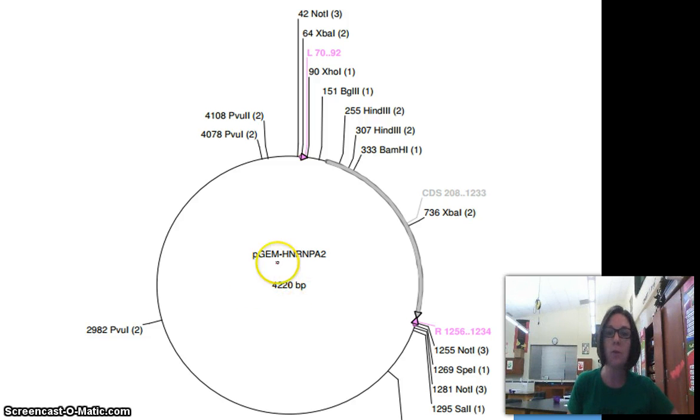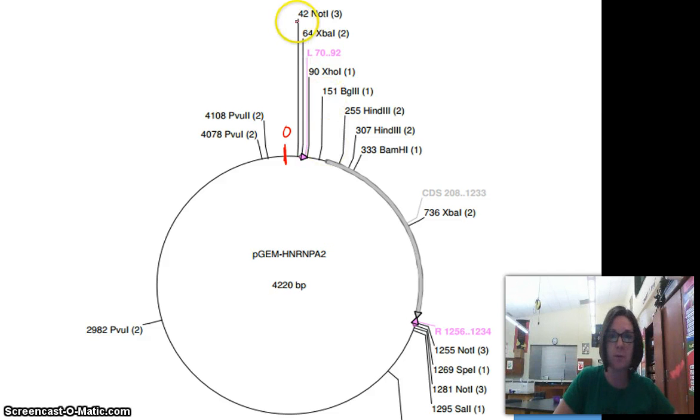So we know the whole thing is 4,220 base pairs, but where is the beginning? Well, the only numbers I see are 42 for my lowest and 4,108 for my biggest. That means my origin, my zero, is somewhere here. So after zero would be 1, 2, 3, and then there's 42. After the base location, it tells you the restriction enzyme that would cut at that spot.